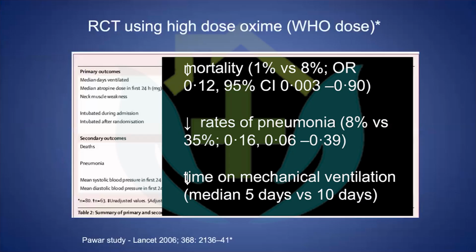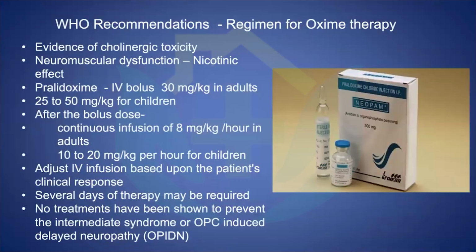An RCT of high dose oxime showed mortality of 1% versus 8%. The use of oxime is to reduce the time of mechanical ventilation and the length of stay in the hospital. So what is the recommended regimen of oxime therapy?